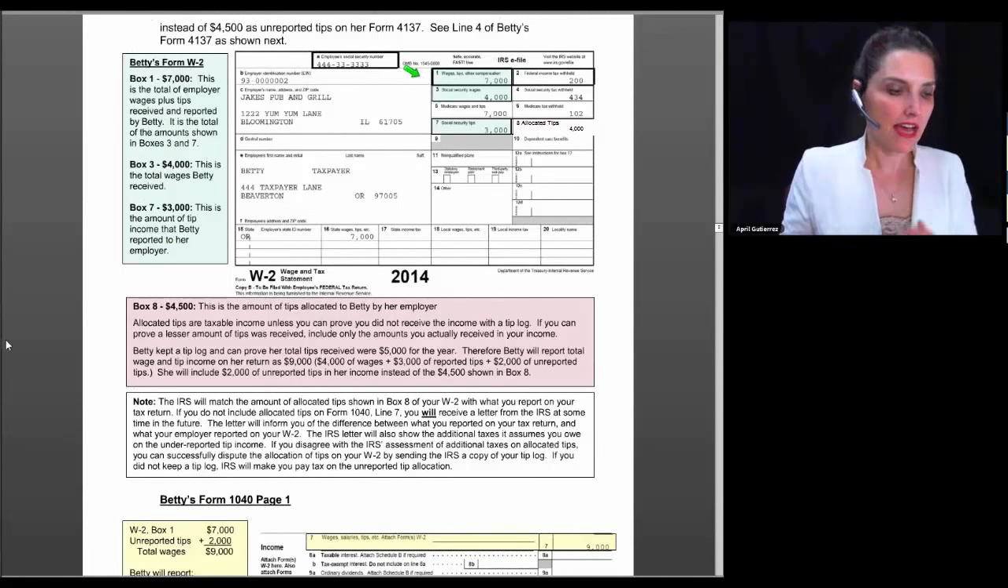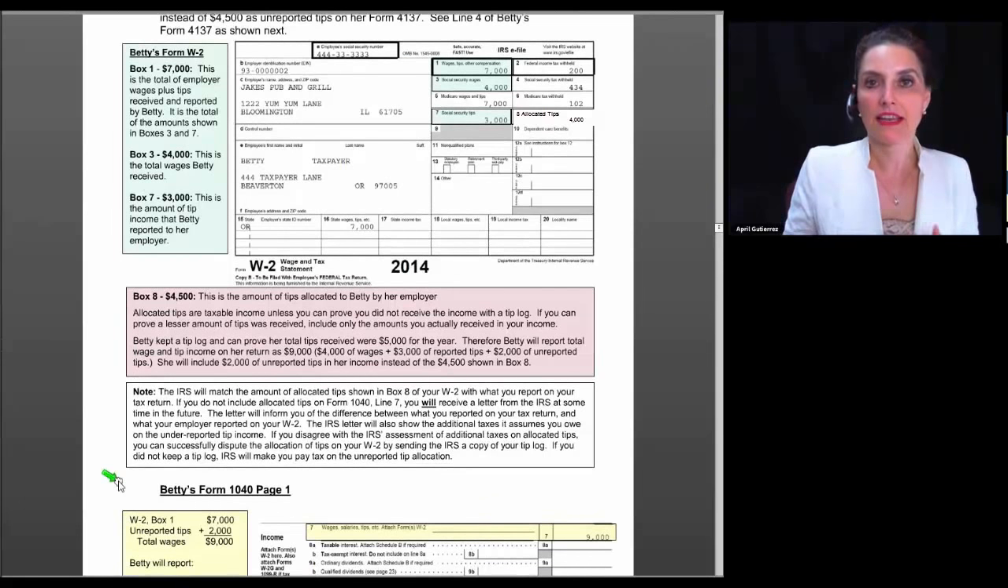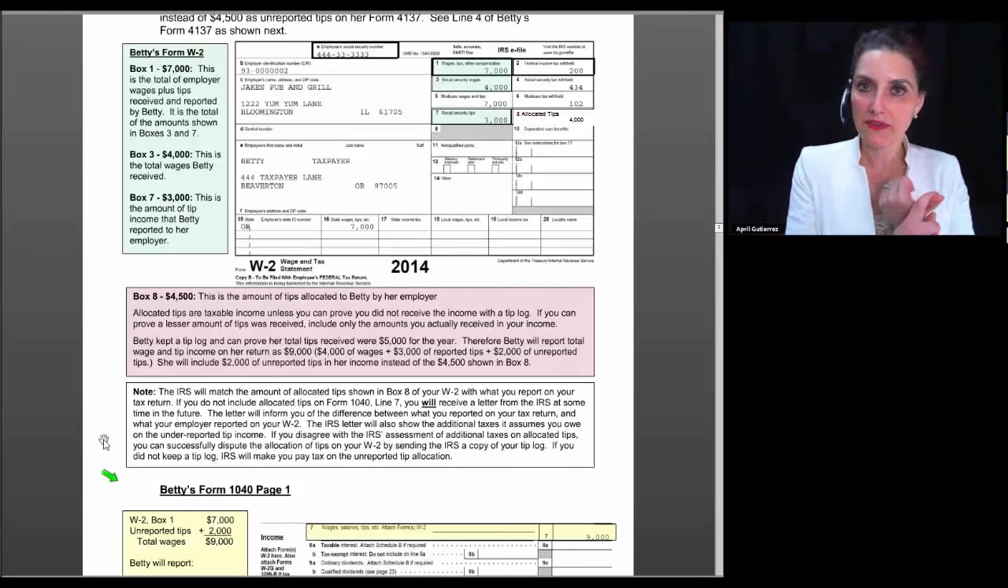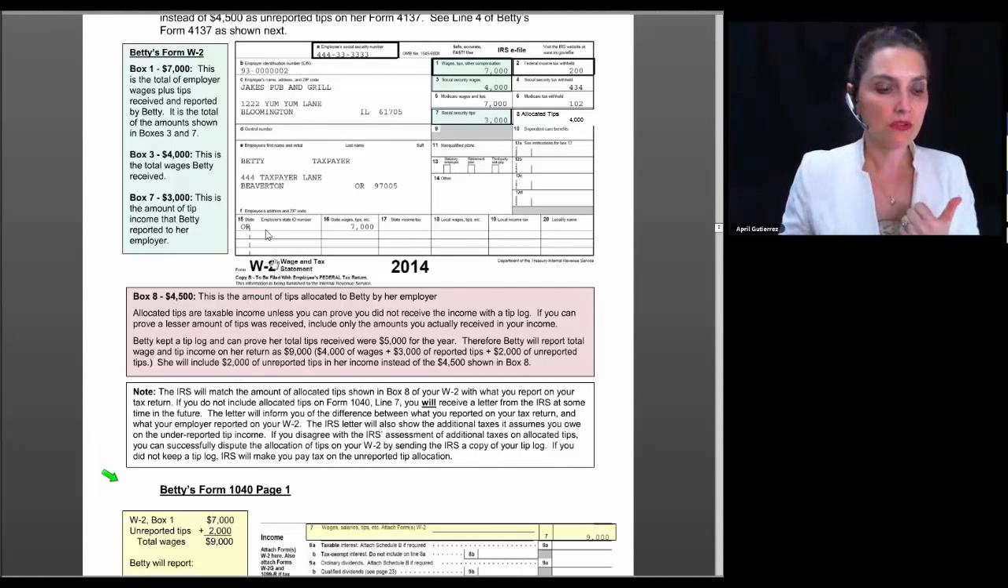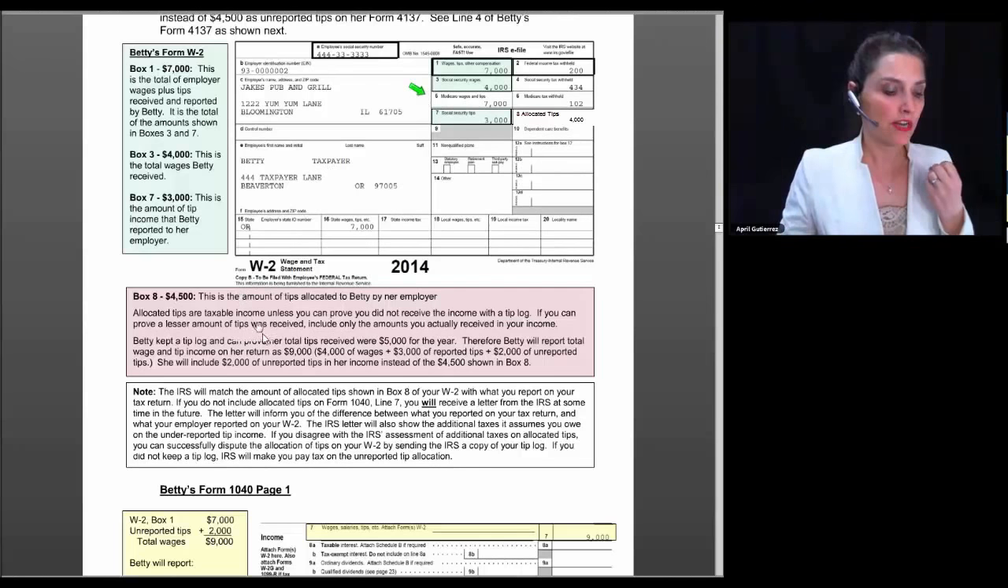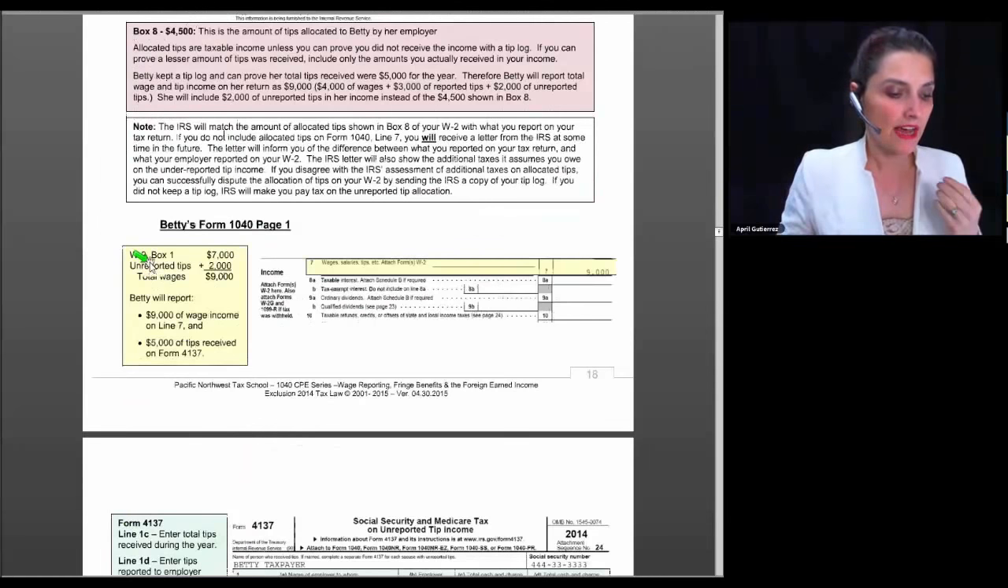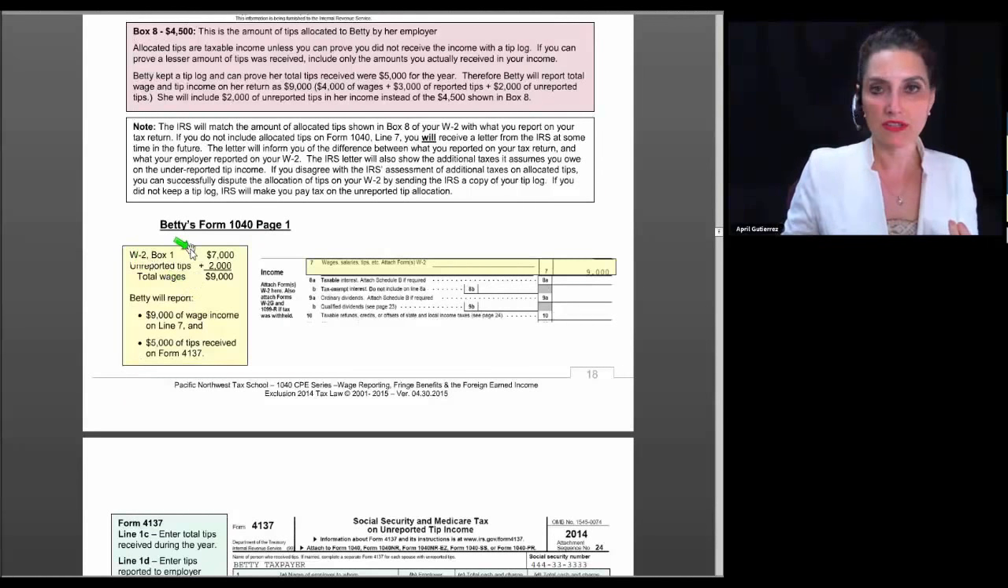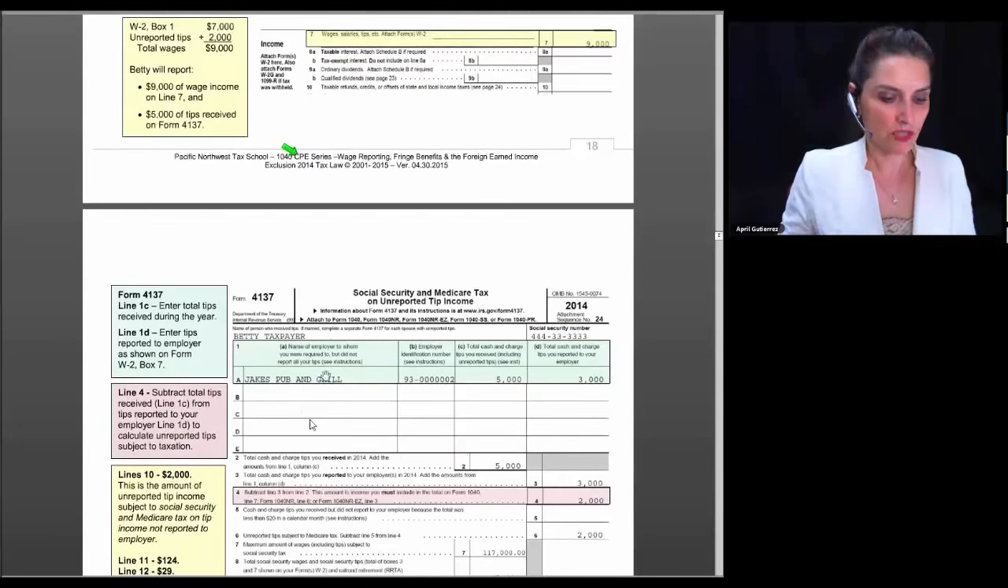Plus, we're going to add in the allocation amount that is taxable because it cannot be proved it wasn't received through her tip log. Her tip log shows she received $5,000 of tips. She only reported 3. The difference between what she actually received and what she reported is $2,000. And so we're going to add the unreported tips of $2,000 to the actual wages and tips already included on the W-2, and we're going to enter the total amount, $9,000, on 1040 page 1.